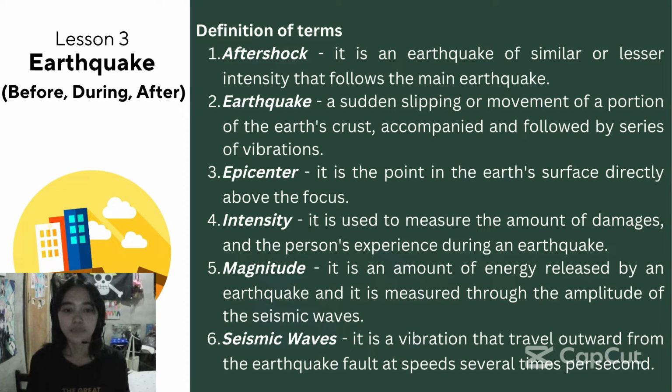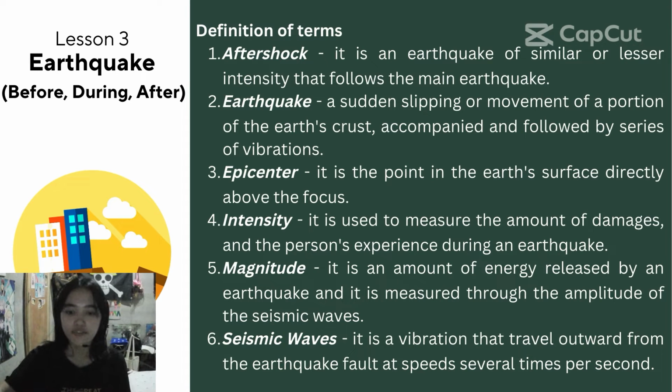And then for those nga naglibog unsa ang kalainan sa intensity and magnitude, ang intensity kay muna siya ang nag-measure sa mga damages nga na-cause sa earthquake, and ang magnitude kay muna siya kung unsa ka kusog ang earthquake, like 5.2 parang ana. And then the seismic waves, it is a vibration that travel outward from the earthquake fault at speeds several times per second.